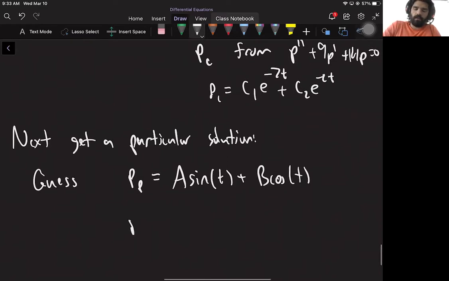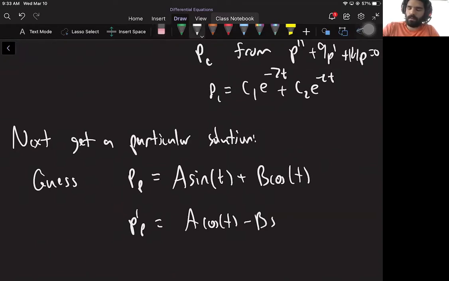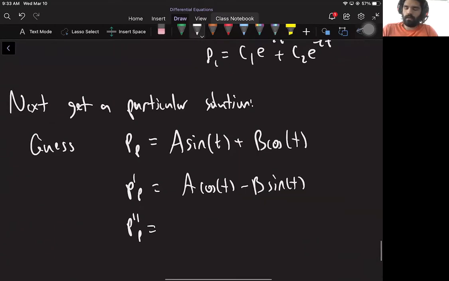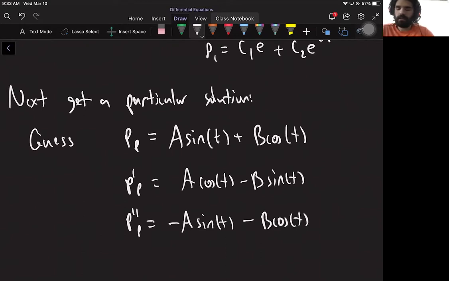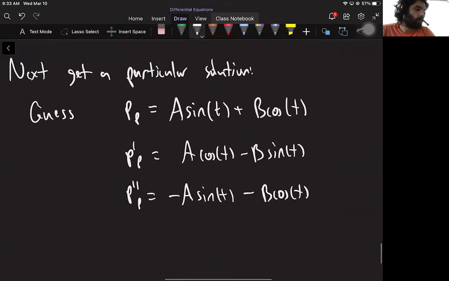And then we take derivatives so we can plug them all in. Oops, that's incorrect. This should be the minus one. Okay, now we're good. Pros at taking derivatives by now, minus B cosine of t. Plug these in and then solve for A and B.